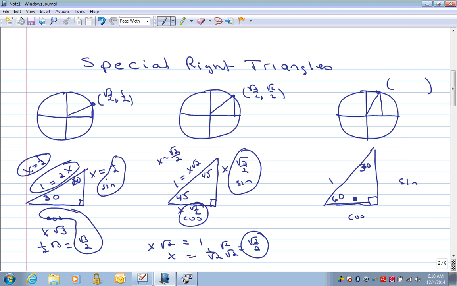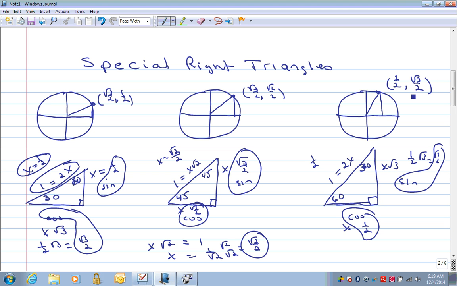We know across from 30 was x. We know across from 60 was x square roots of 3. And we know that the hypotenuse, or the radius, was equal to 2x. And we figured that x was 1/2. So in this case, cosine is 1/2, our x. And we know that this was 1/2 square roots of 3, which was the square root of 3 over 2. So sine was the square root of 3 over 2. And you know they just flip-flop, so you really wouldn't need to go through that. So that's, again, how we derive those values.